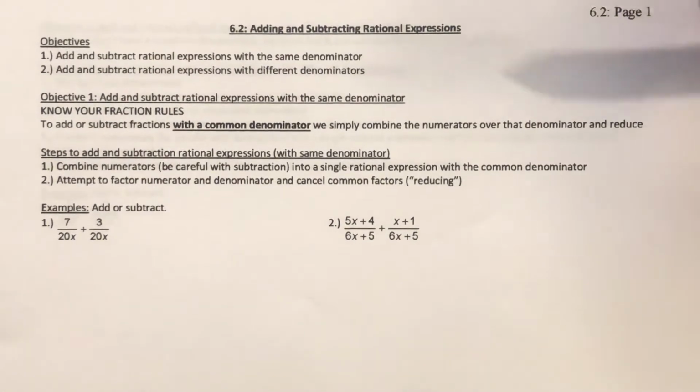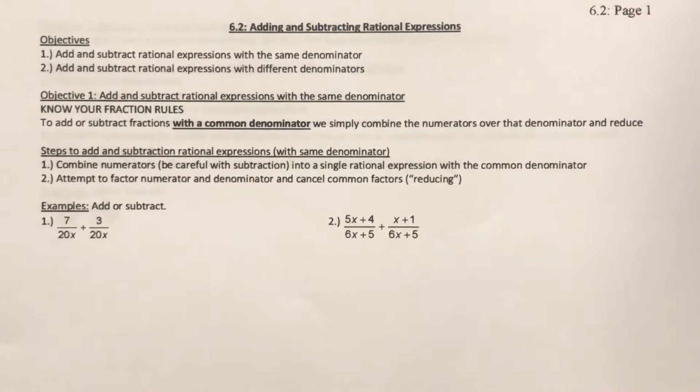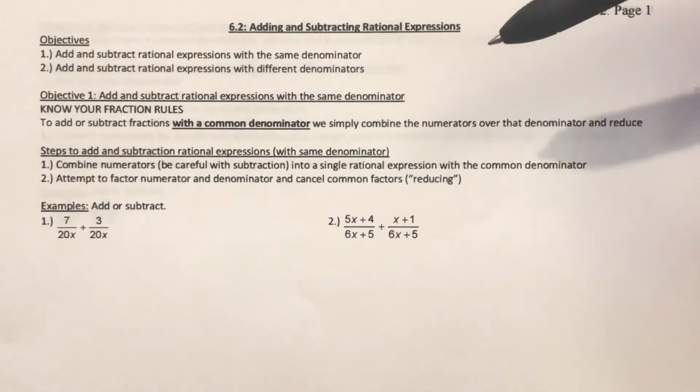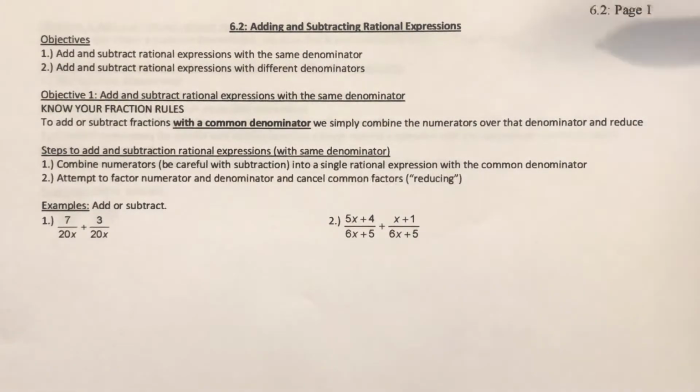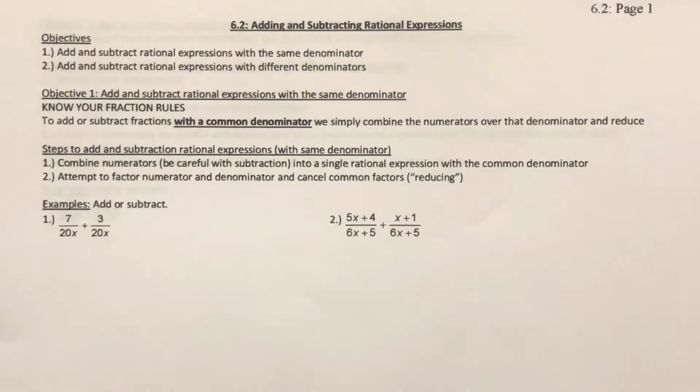So in 6.2, we're going to take a look at adding and subtracting rational expressions. The rules for them are the same. However, we're going to break it up into two situations: one where you have rational expressions with the same denominator, and then one where they are different.